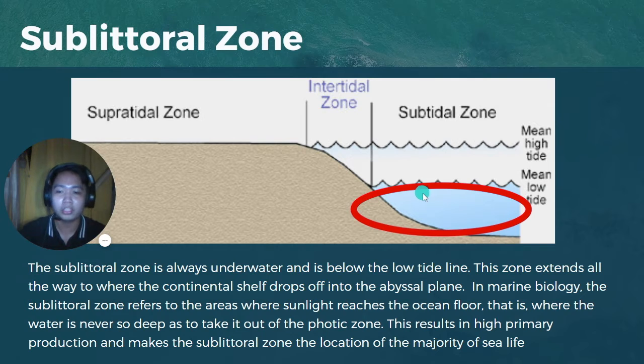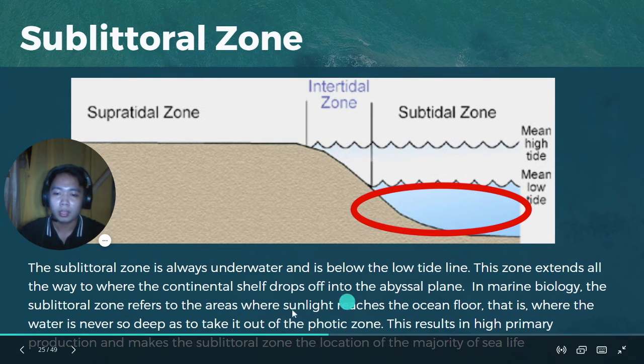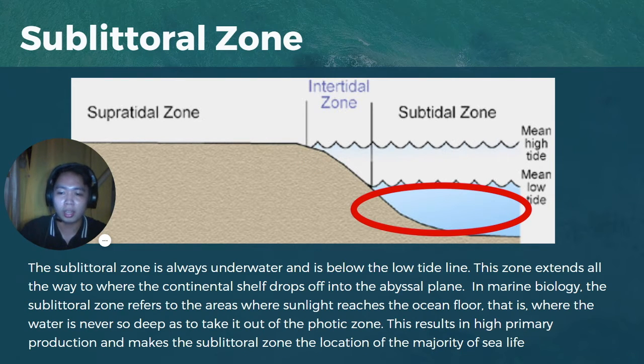In marine biology, the sublittoral zone refers to the areas where sunlight reaches the ocean floor. That is where the water is never so deep, so dili ra kay siya lalom as to take out of the photic zone. So, later, makabala mo sa ning photic zone. So, this results in high primary production and makes the sublittoral zone the location of the majority of sea life.